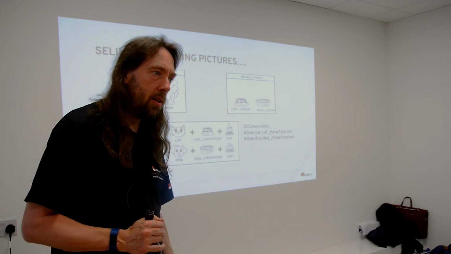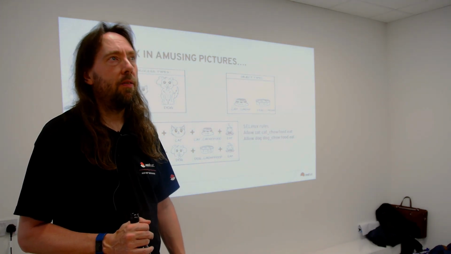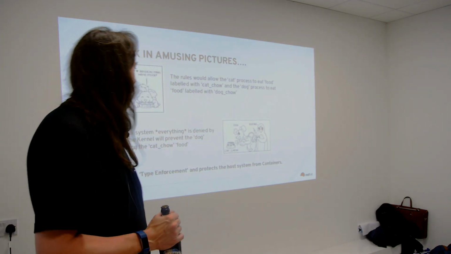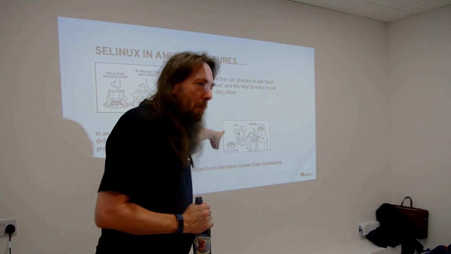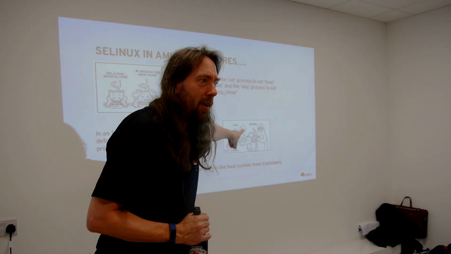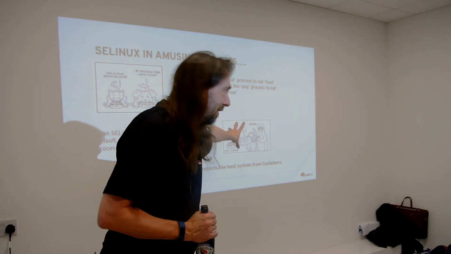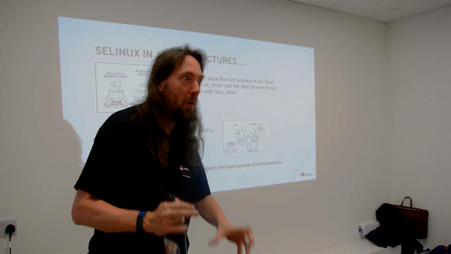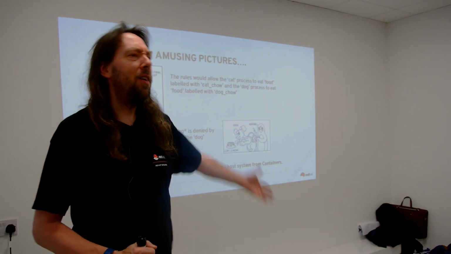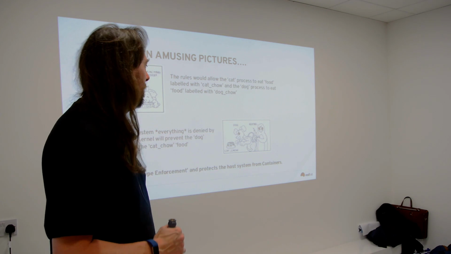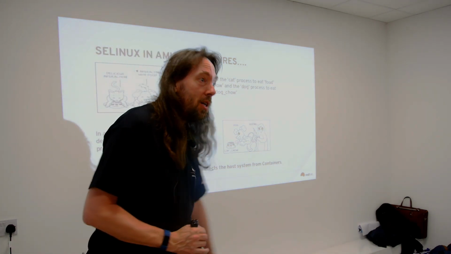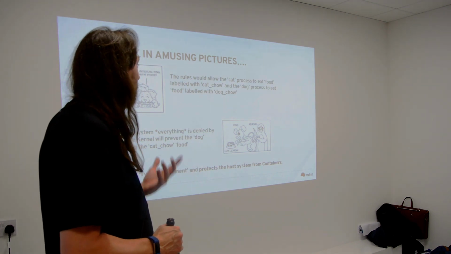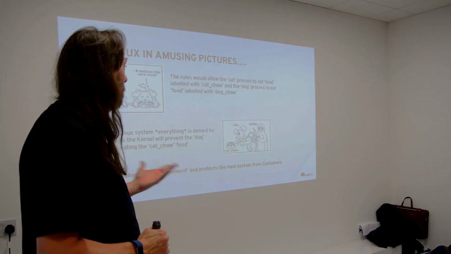Now I'm going to show the next slide, and please feel free to laugh, because everyone laughs at this point for all the wrong reasons. That penguin is not molesting that dog. Okay, that's not the point. Okay, that penguin is the kernel who's stopping the dog from eating the cat chow. But every customer I show it to, it's like, isn't that penguin doing something naughty to the dog? No. So the rules will allow the cat process to eat food labeled with cat chow and the dog process to eat food labeled with dog chow.